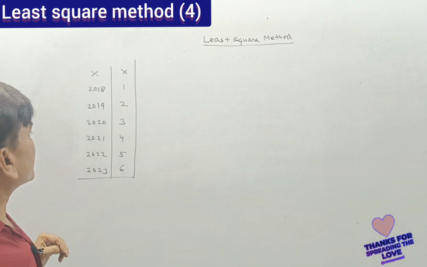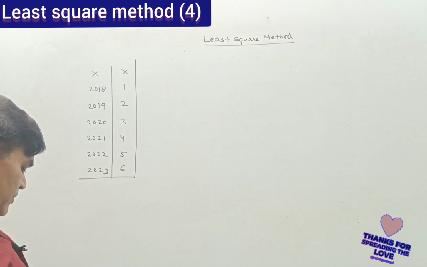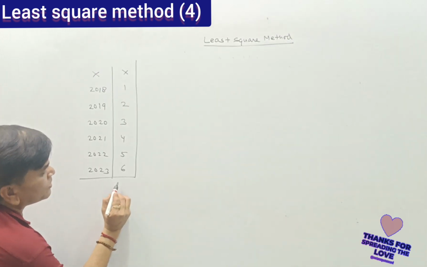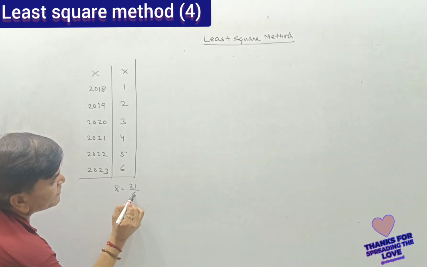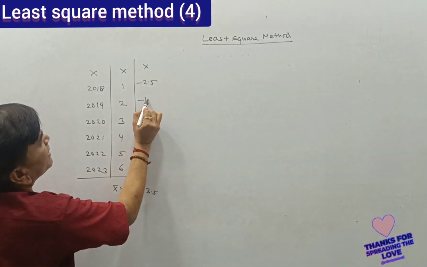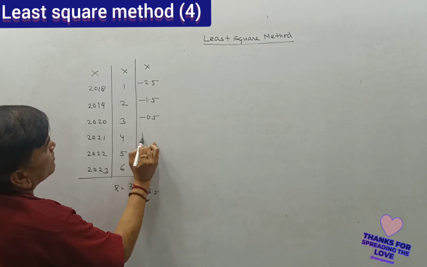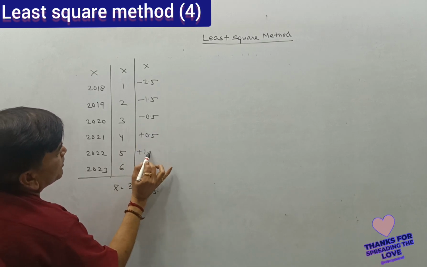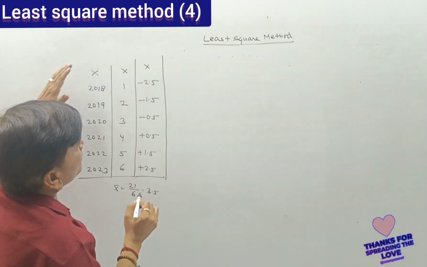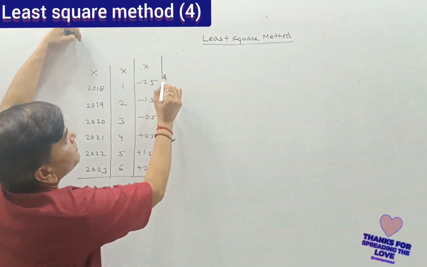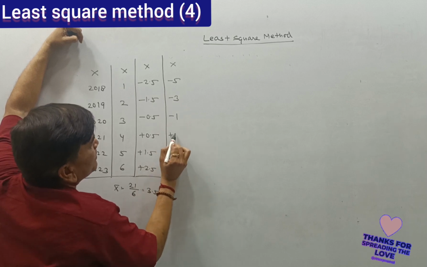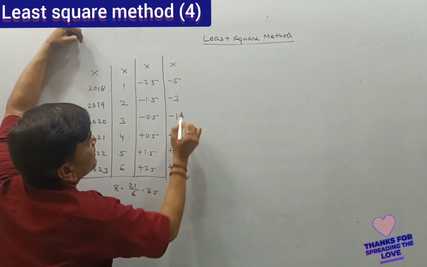Okay. So getting the arithmetic mean of this, 1 plus 2 plus 3 plus 4 plus 5 plus 6 is 21. So x bar is equal to 21 divided by 6, that is 3.5. So getting the deviations: minus 2.5, minus 1.5, minus 0.5, plus 0.5, plus 1.5, plus 2.5. We should multiply by 2 to avoid decimal points. So minus 5, minus 3, minus 1, plus 1, plus 3, plus 5.